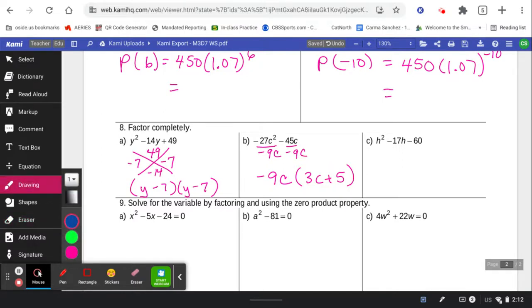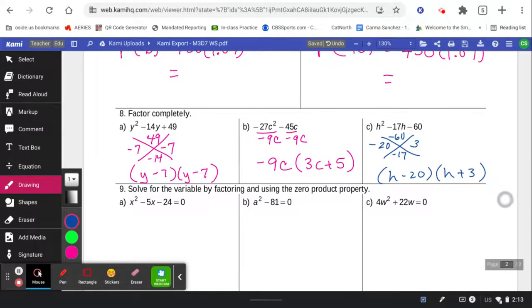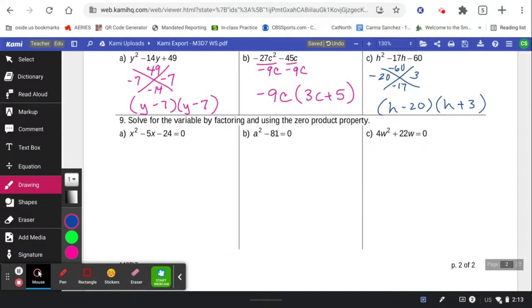All right, last one, I'm going to try the x on. What times what is -60? I'm thinking 15 and 4 won't work. 20 and 3. Yep, that's it. So this one's going to be h minus 20 and h plus 3. When it says factor, I just stop there with the factors. I do not set it equal to 0. I do not solve. I do not do anything else.